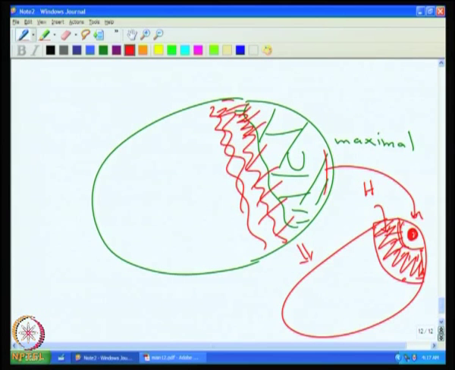Is it possible that the average degree, or let us say the minimum degree, of this graph is 2 raised to m minus 1? Why not? It is possible. Why? Suppose it is not. Then there should be some vertex x here such that its degree inside H is less than 2 raised to m minus 1.